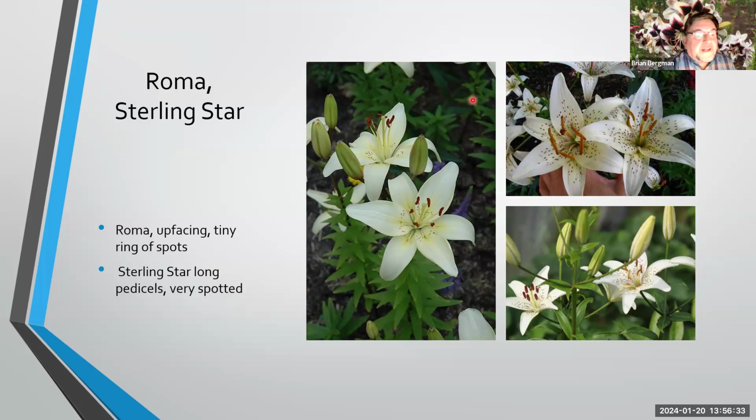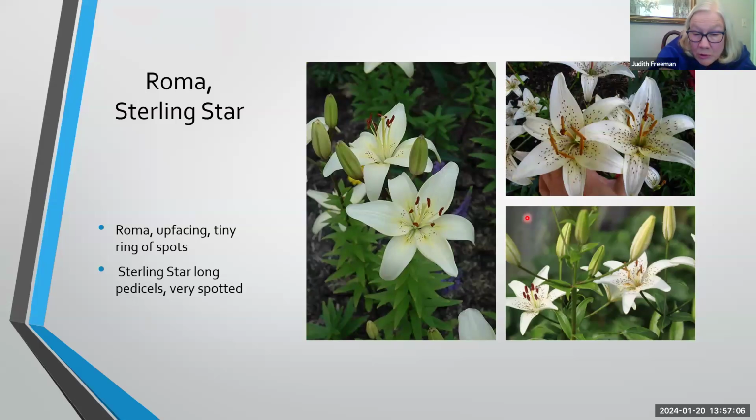Okay, now you look at the pedicels on the right, you see how long they are and where the buds come out. And then you look at the spotting, you look at the color of the stigma, and then you look at Roma, which has little tiny spotting and little tiny pedicels, and it's a clumpy head or inflorescence, whereas Sterling Star lost favor because those pedicels were too long and the flower head was too wide for the Dutch.